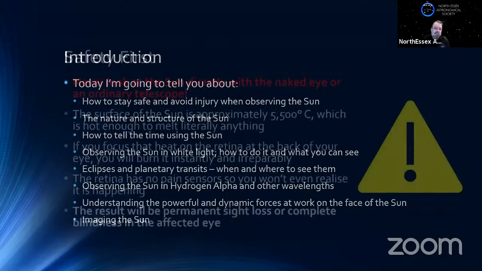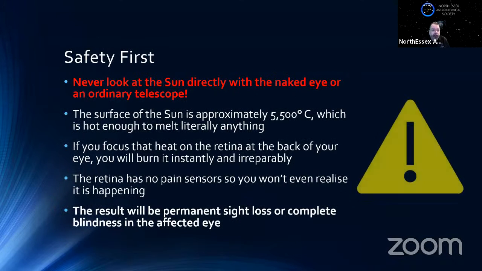So onto the boring Patrick Moore bit that we always have to do. I have to say, just in case anybody's watching this on YouTube, I'm sure that most of the members of the society are well aware of this, but it isn't always obvious if you're not an experienced astronomer. Never look at the sun directly through a telescope or a pair of binoculars. Don't look at it with the naked eye. If you look at it inadvertently, it's not a problem, but definitely don't stare at it. The problem is the sun's surface is about 5,500 degrees Celsius. That's literally hot enough to melt anything.